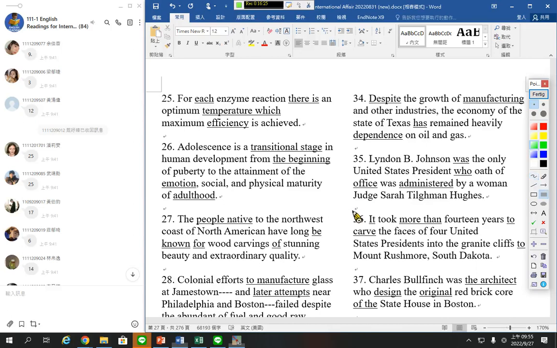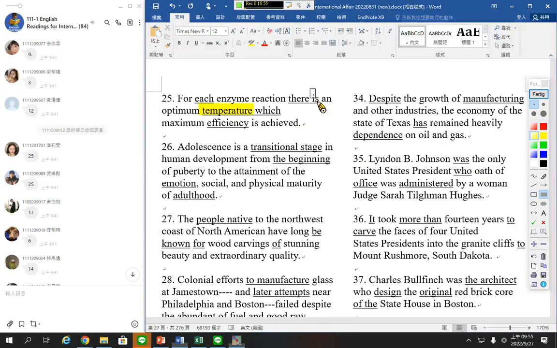Okay, so for each enzyme reaction, there is an optimal temperature at which maximum efficiency is achieved. So let's see this one. This one is a little bit tricky because it is an inverse sentence structure. The first thing we still need to identify is the subject, right? So which one is the subject? The subject is temperature.